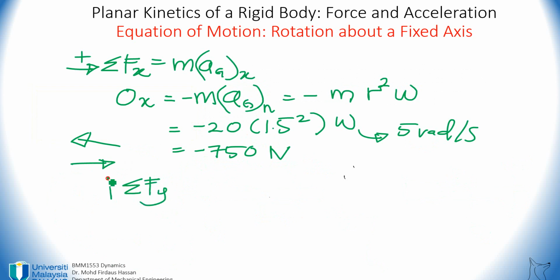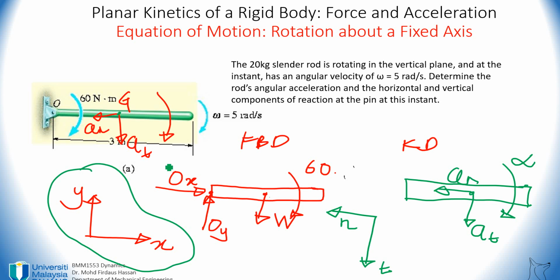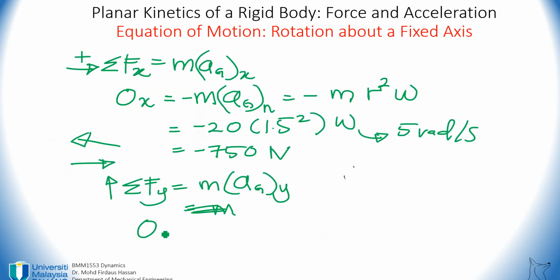And then summation of F in Y, upward is positive. So m AGY is equal to, before that, summation of force in Y, we have what? Positive OY, negative weight. That's the only force in Y. So OY is positive since it goes upward, minus W, which is 20 times 9.81. Okay, and this one is equal to what?